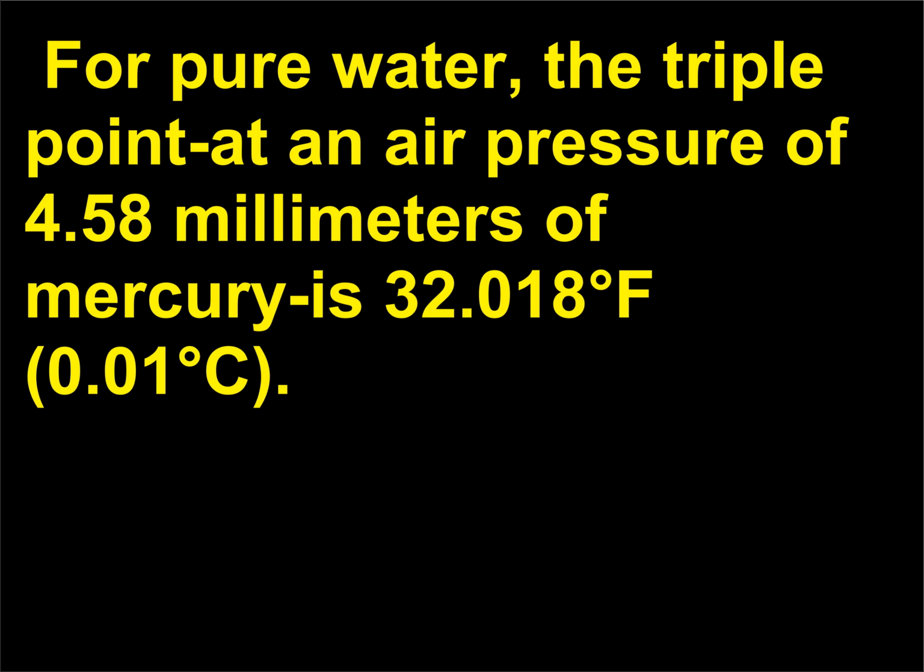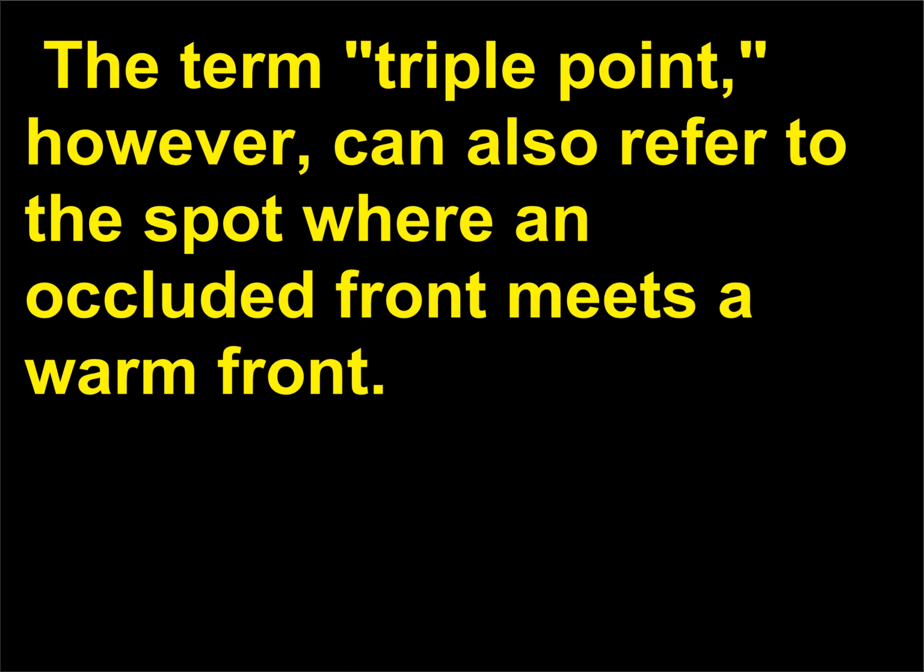For pure water, the triple point at an air pressure of 4.58 mm of mercury is 32.018 degrees Fahrenheit, 0.01 degrees Celsius. The term triple point, however, can also refer to the spot where an occluded front meets a warm front.